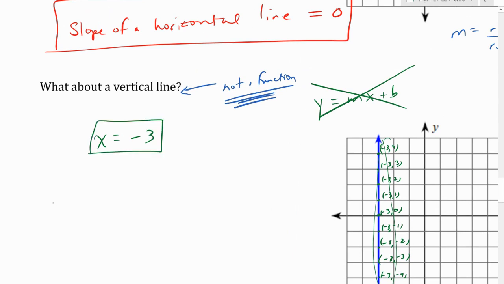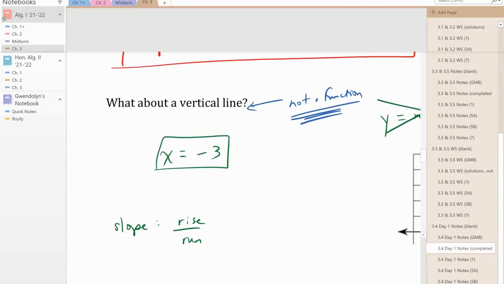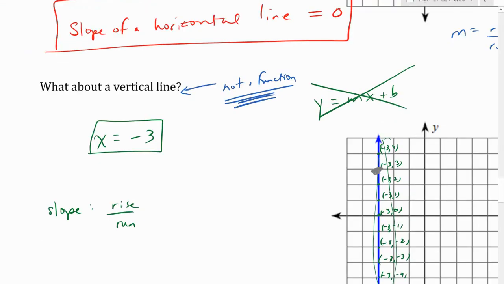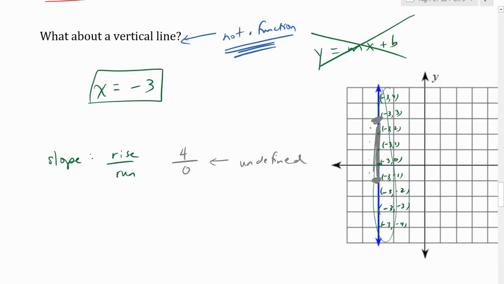But if you were to do the slope, and you were looking for rise over run, if I just pick 2 random spots on here, say right there and right here, and I counted, I got all kinds of rise, 1, 2, 3, 4, but I don't have any run. And that is undefined because we can't divide by 0. Okay, so the slope of a vertical line is undefined.